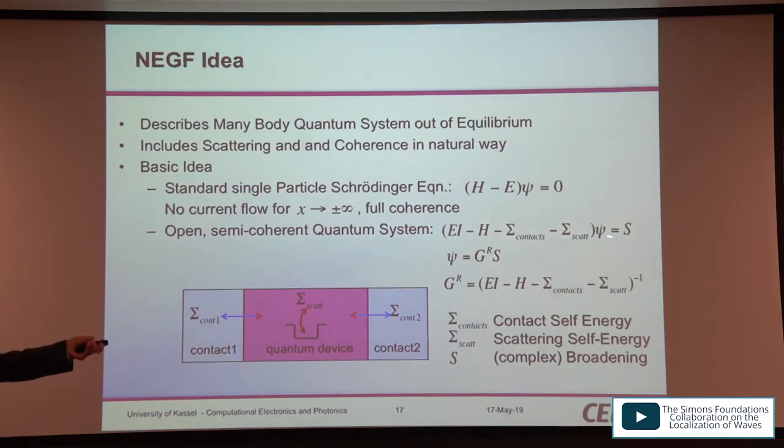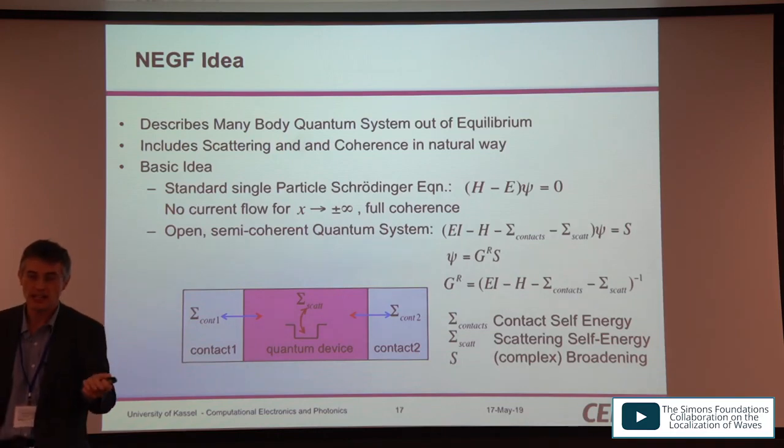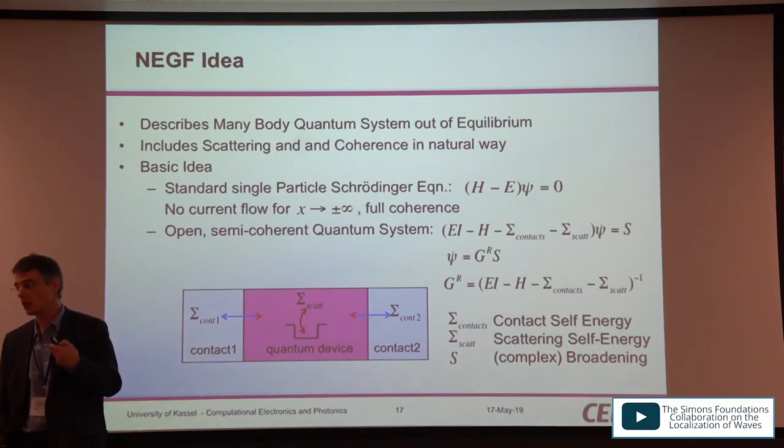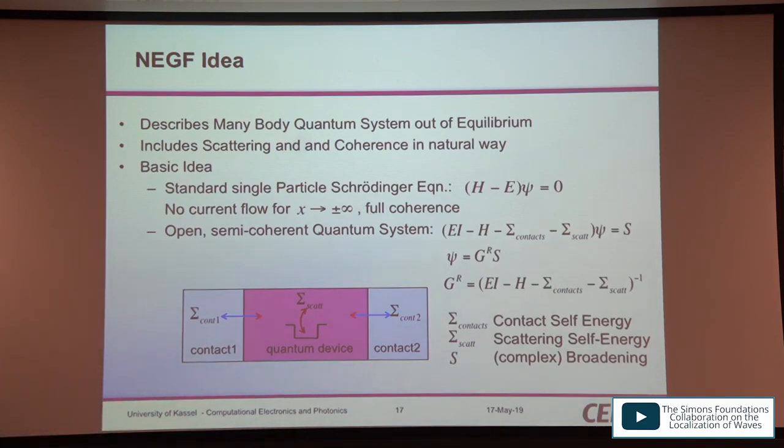Now, if you look at this equation, in order to solve this, we just need to invert this one, then we get psi. And this is exactly a Green's function problem, right? So this is why this is a non-equilibrium Green's function system, which includes the tracking of the phase and the momentum of quantum mechanical carriers under the influence of scattering and open contacts.